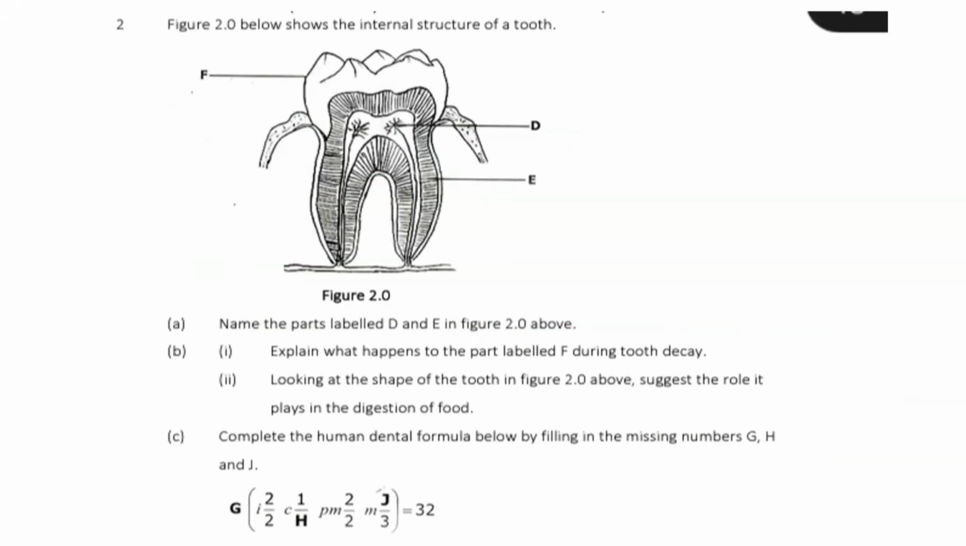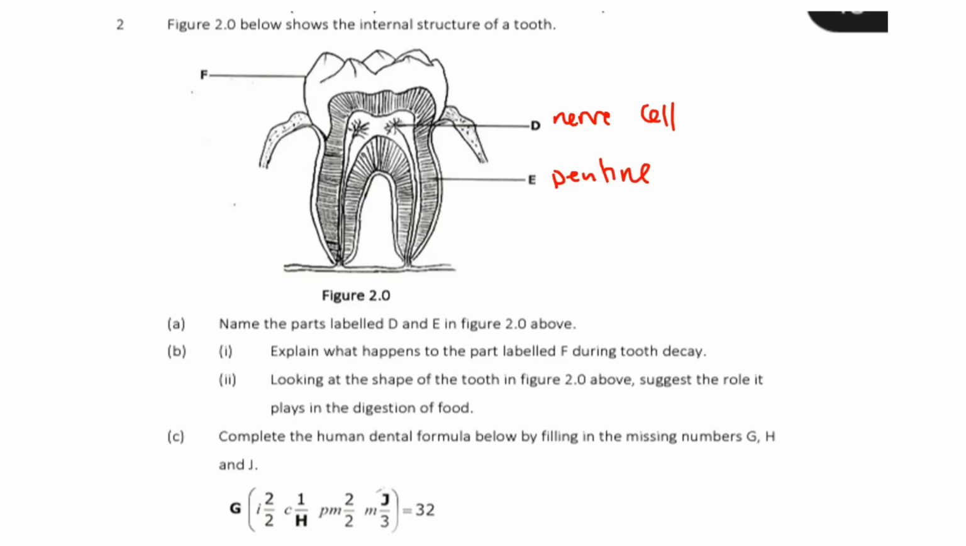Now let us look at this one. Equally, this one is just the same. So the diagram below, figure 2.0, shows the internal structure of a tooth. So it's just a repetition of what we looked at. Name the parts labeled D and E. What is the part labeled D and E? So this one is the dentine. Okay, this is the dentine. Then of course D is the nerve cell or nerve ending. So nerve cell.